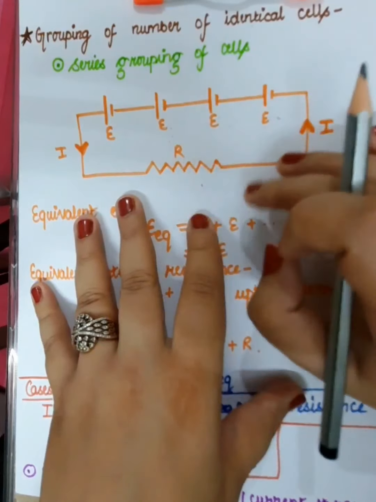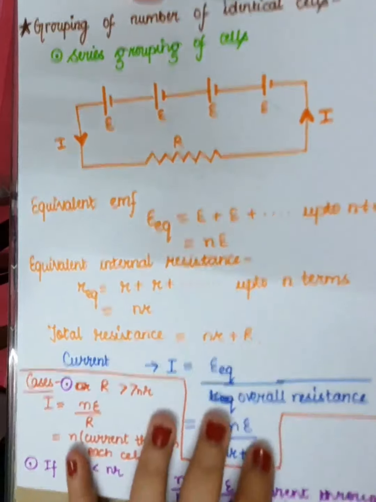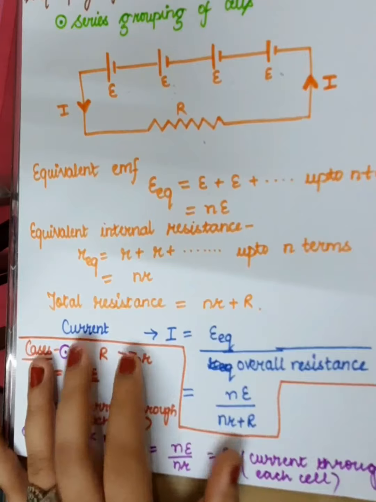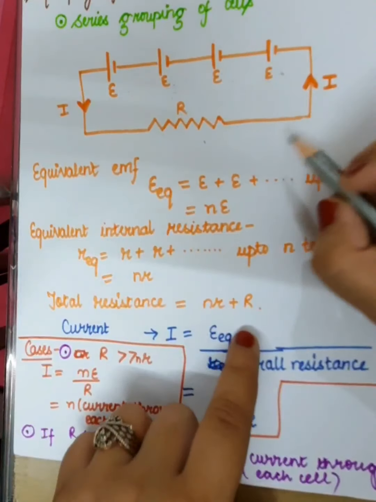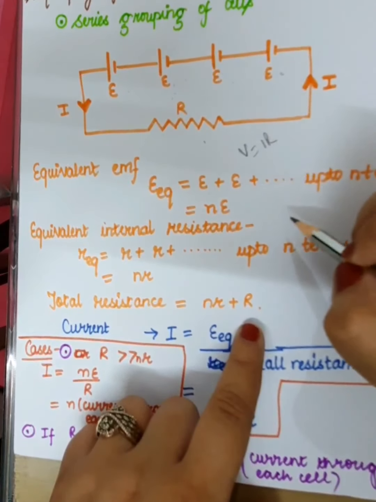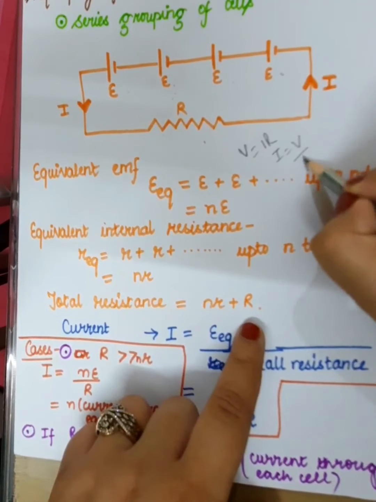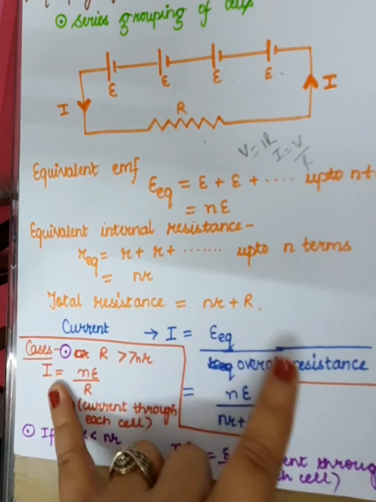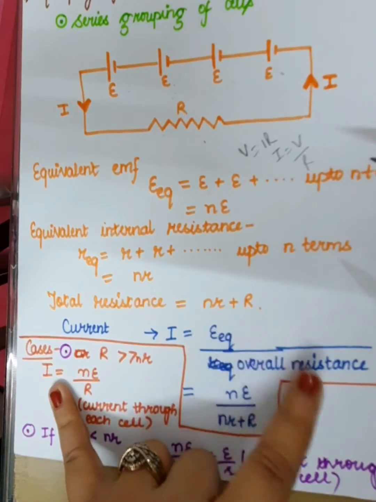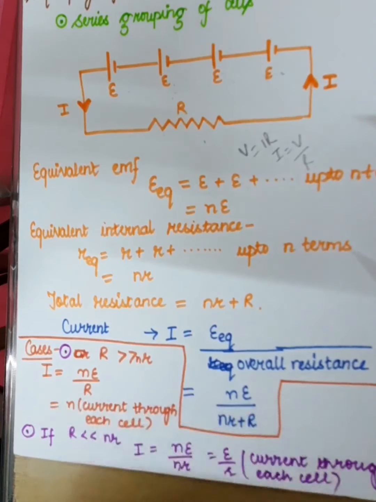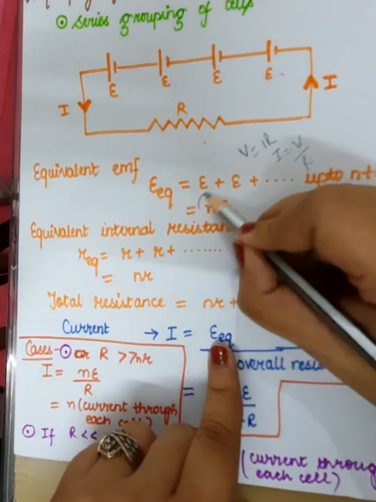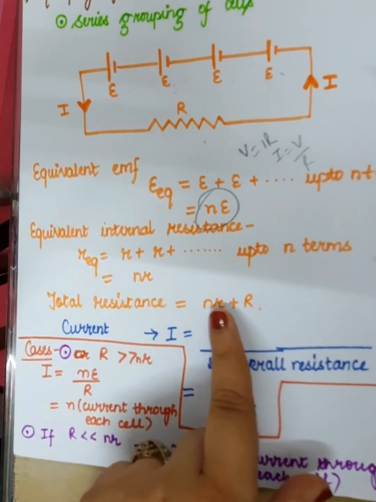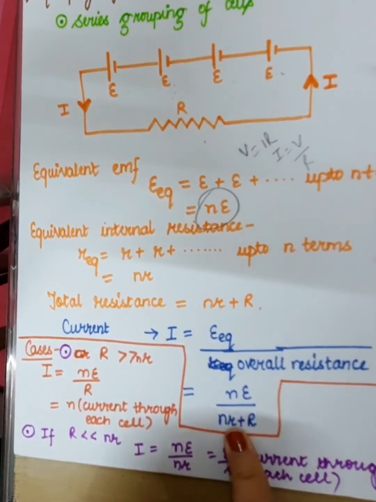After that, you need to see that the current flowing in the circuit will be equal to, we know that V is equal to IR, so I will be equal to V by R. Here in place of V, we have the equivalent EMF. So that will be equal to E equivalent upon overall resistance. Now E equivalent is equal to nE, and overall resistance is equal to nr plus R. That I have also written.